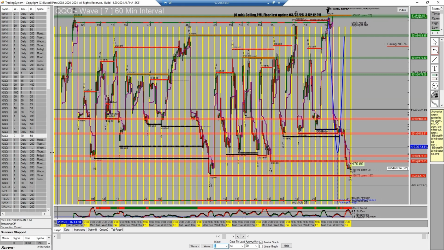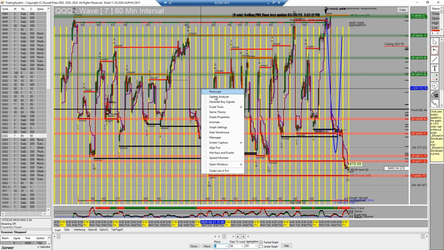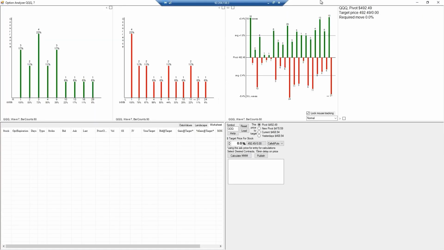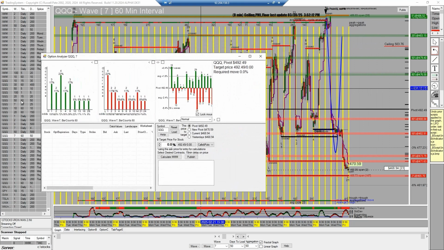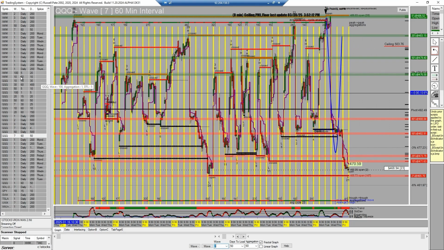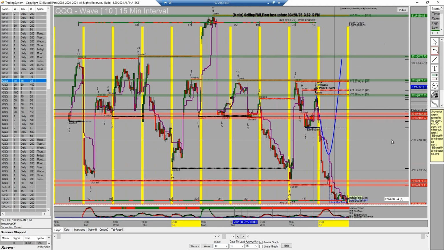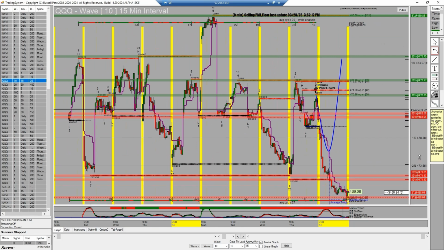And then the next thing I'm going to be talking about is the options analyzer. For the options analyzer, I'm going to need a simpler chart. Right here, let's say I'm going to use wave 10, 15-minute aggregation basically.